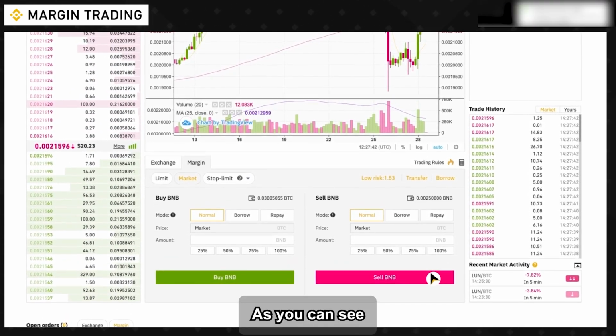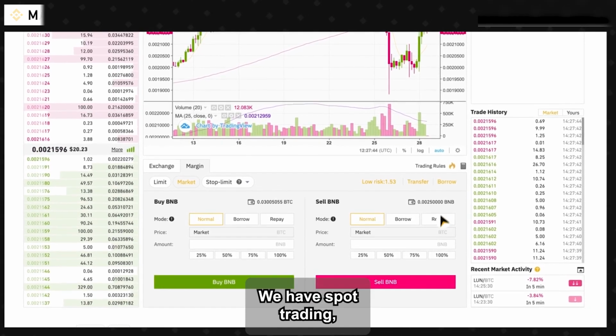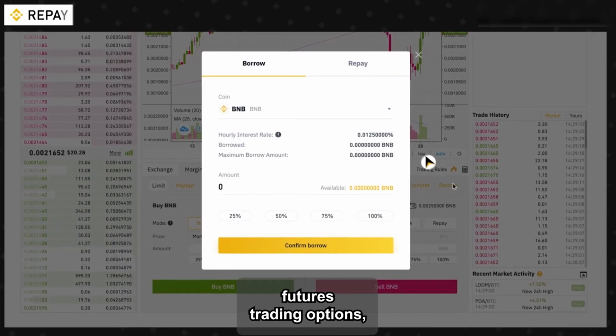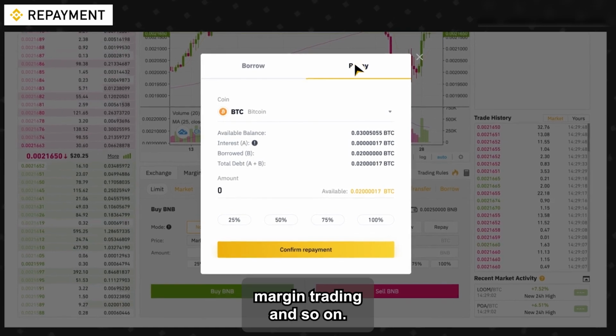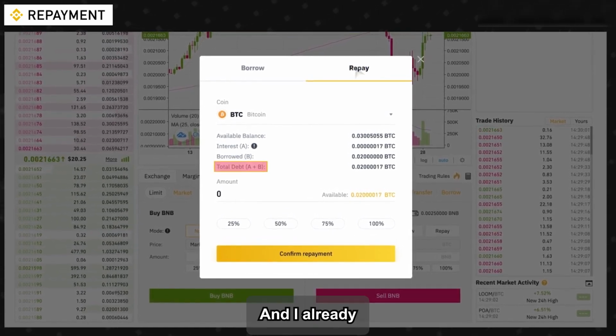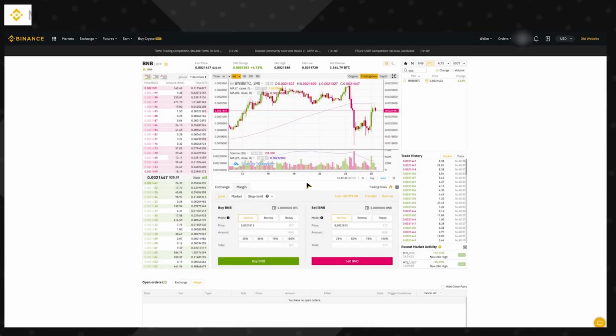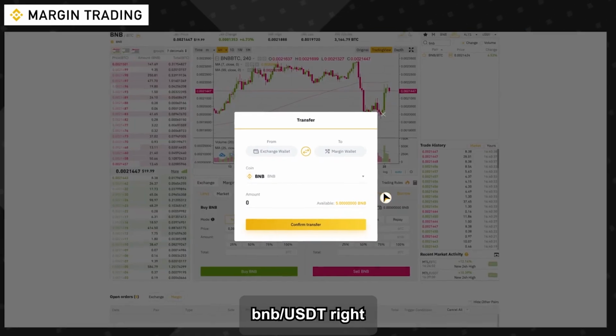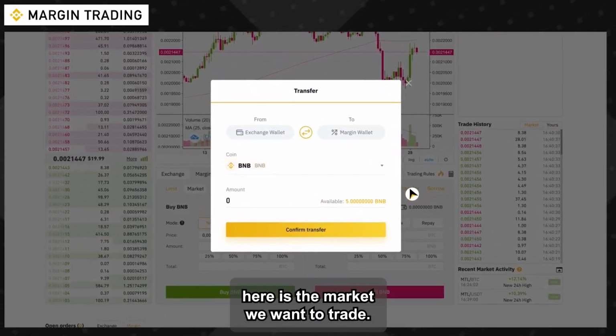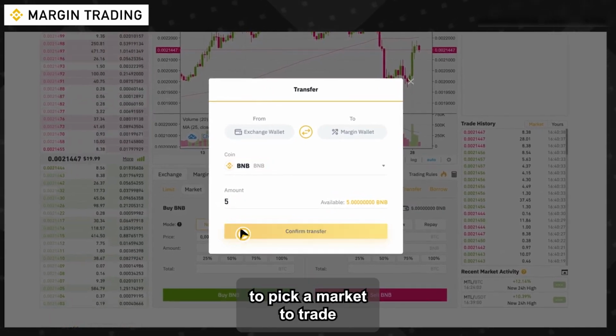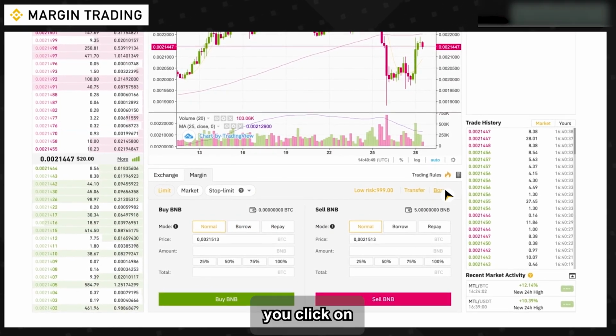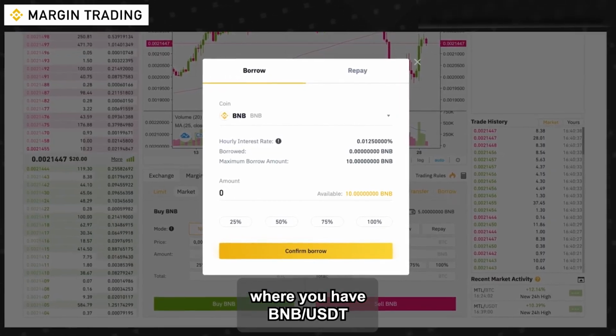As you can see, there are different kinds of trading. We have spot trading, futures trading, options, margin trading, and so on. And I already have discussed these trading types. BNB USDT right here is the market we want to trade. But if you want to pick a market to trade, you click on where you have BNB USDT.